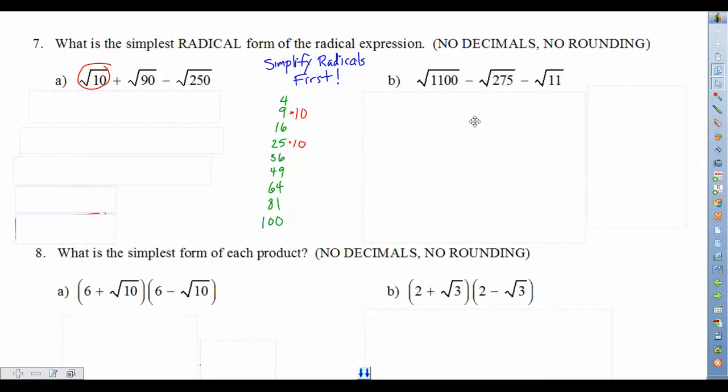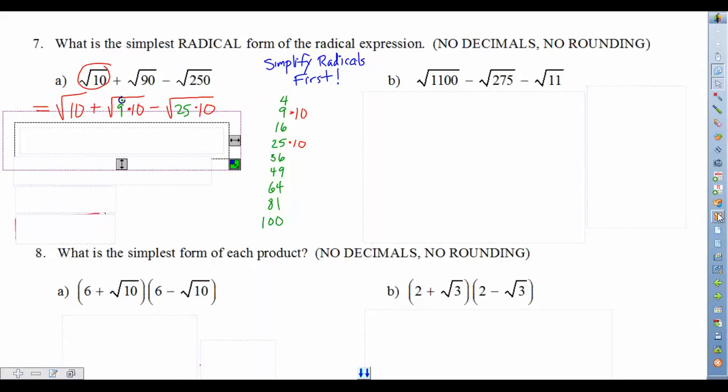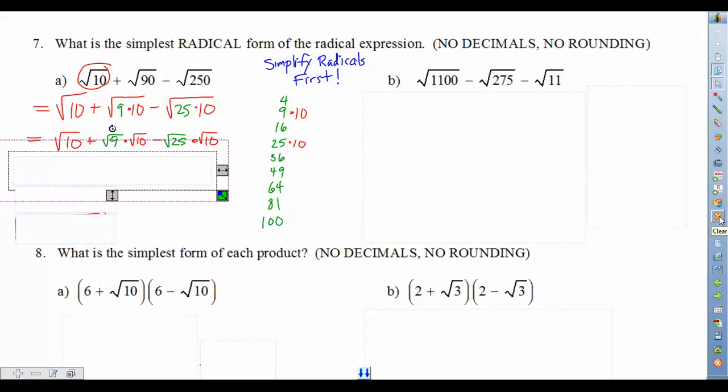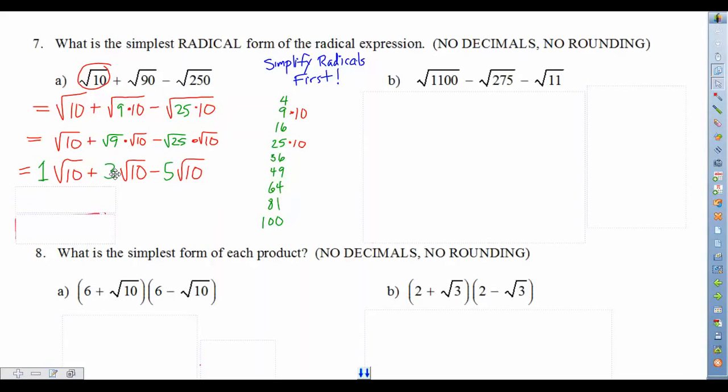Okay? So, since that's the case, we can split this up into the square root of 10 plus 9 times 10 minus 25 times 10. Splitting all those radicals up gives us the square root of 10 times the square root of 9 times the square root of 10 minus the square root of 25 times the square root of 10. Notice I'm still keeping the perfect squares in green because then I can take the square root of each one of those, which would take that square root of 9 to a 3, that square root of 25 to a 5.